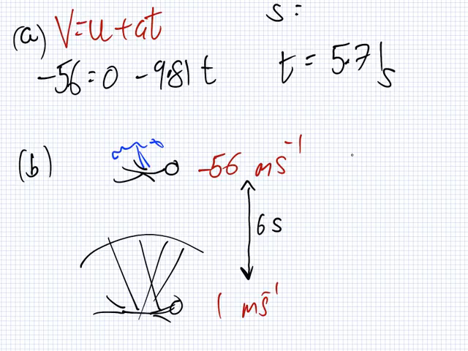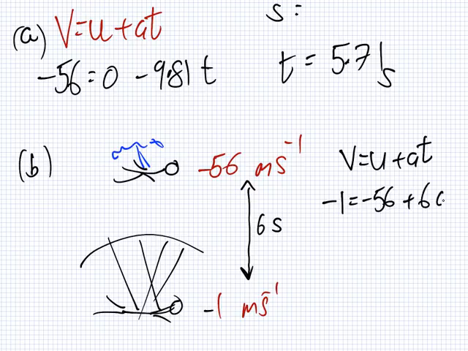Again, we can just use V equals U plus AT. Is this the average approximate drag force? No, we're working toward that. It'll take a couple of steps. So we get minus 1 equals minus 56 plus 6A. So 55 equals 6A, so A is 55 divided by 6, which is 9.17.